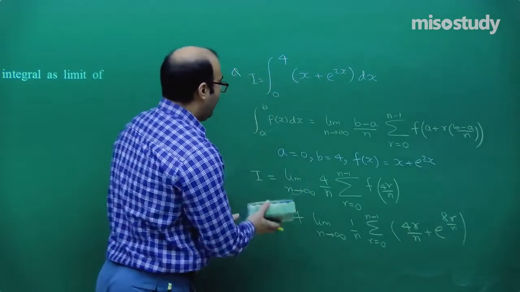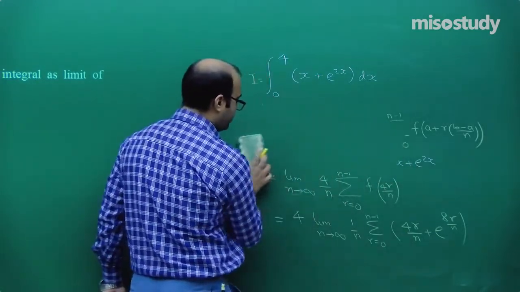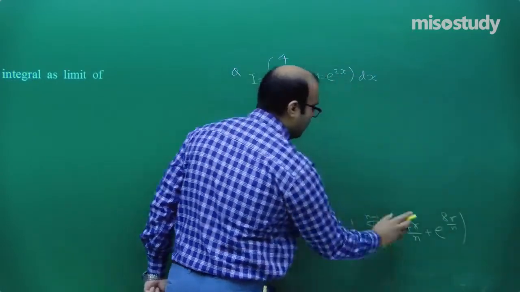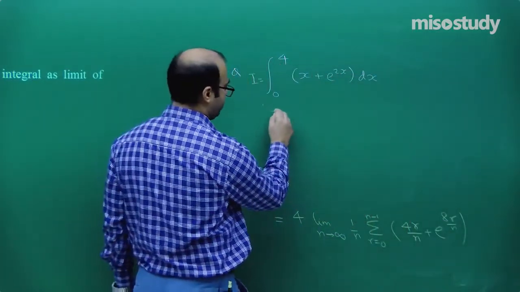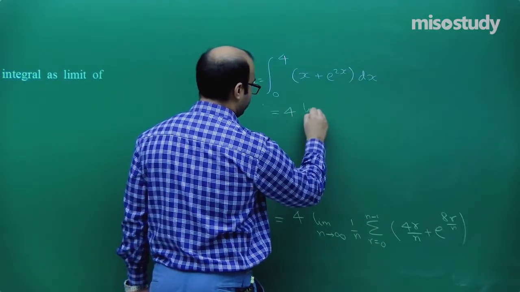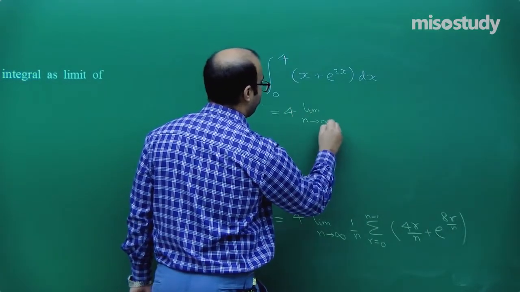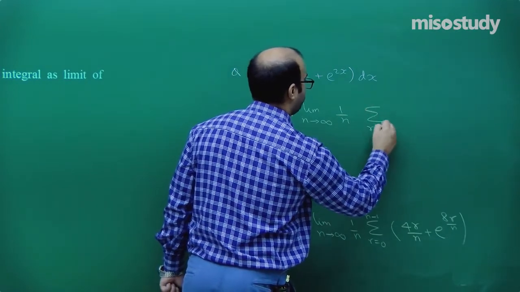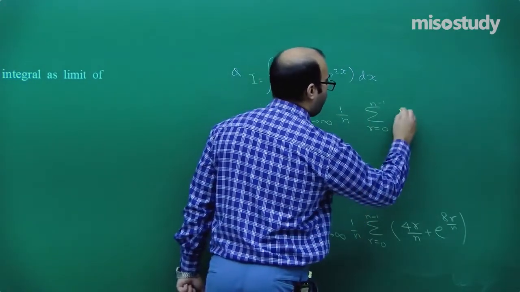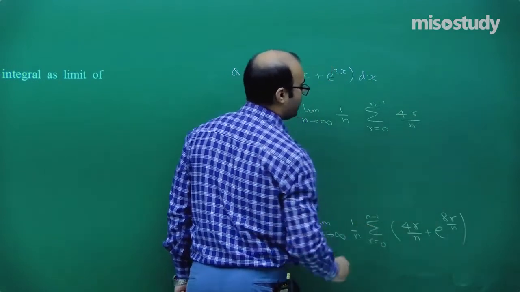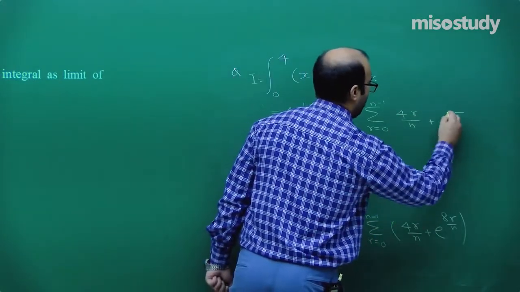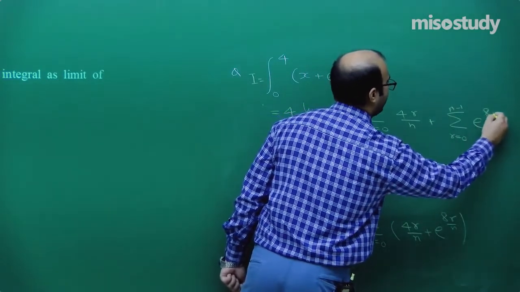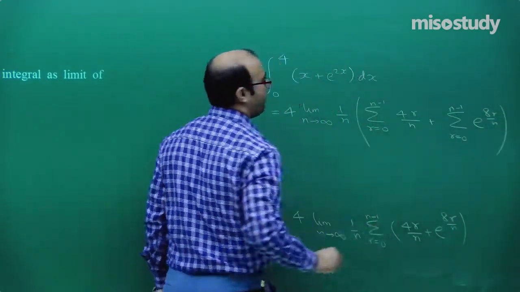Now if you analyze this particular series which we have written here, first let us split this summation into 2 parts and then let us talk about the series. Limit n tending towards infinity 1 by n, summation of r equal to 0 to n minus 1, 4r by n, this is the first one, plus summation r equal to 0 to n minus 1, e to the power 8r by n. This is what we have.